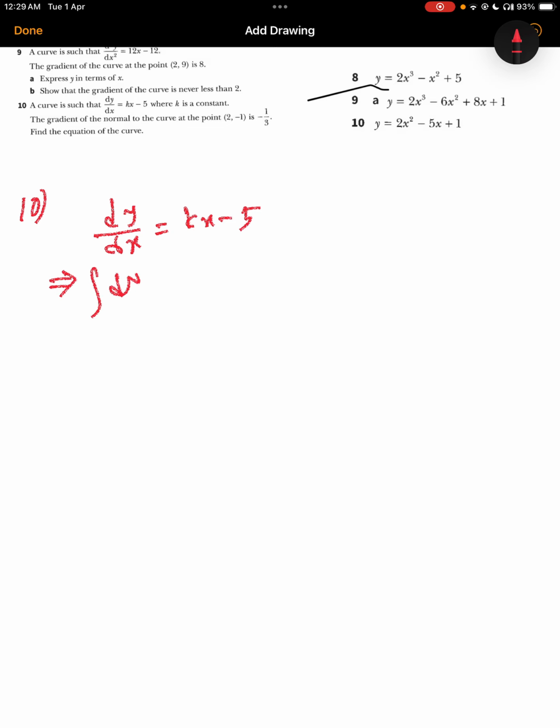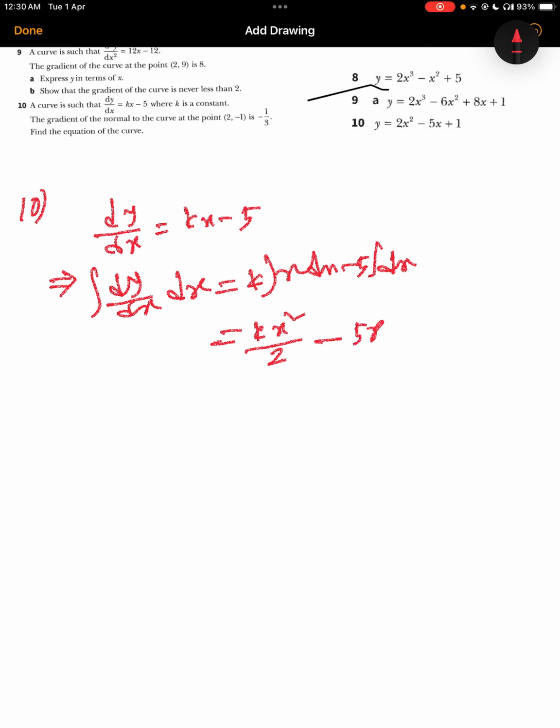So if we integrate dy/dx, the integral is k times x dx minus 5 times dx. So kx squared over 2 minus 5x plus c, and here is y. Now this is the curve, right? Here we have to find two values simultaneously: the value of k and the value of c. It will pass through this point, no problem.